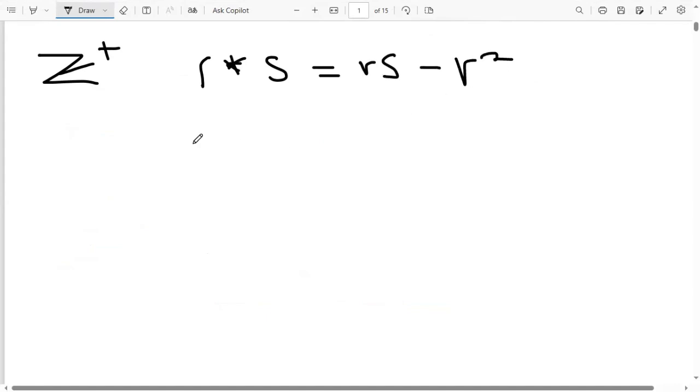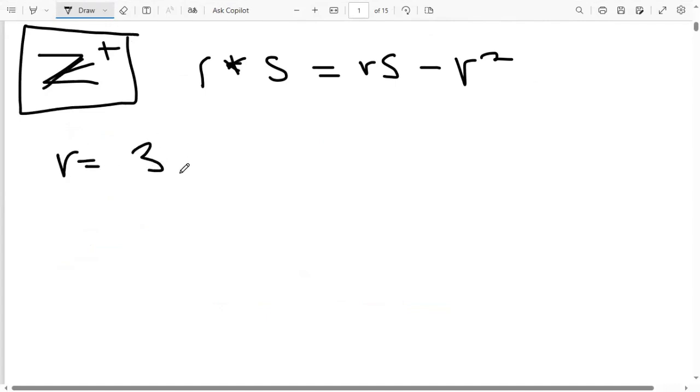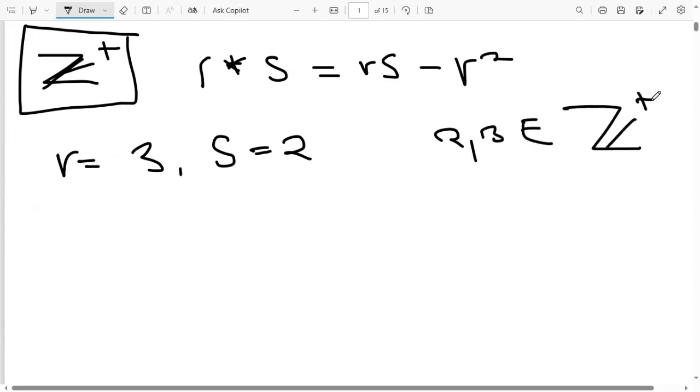So you can pick any two numbers, two elements of this set. Let's say my R is 3 and my S is let's say 2. We see that these two numbers, the 2 and the 3, are members of the positive integers. Once I get these two numbers and apply this operation, is my answer also going to be in that set? If it will be in that set, the operation is binary. If it won't be in that set, the operation won't be binary.